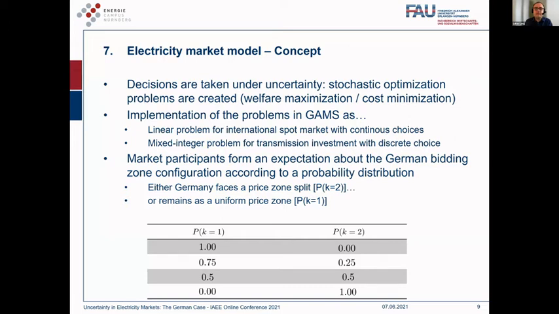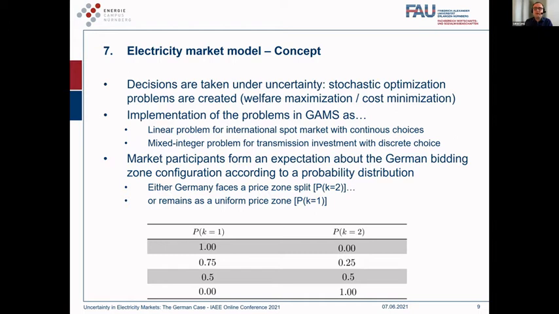And we're having a linear problem for the international spot market. There, the firms can take a continuous choice for capacity decisions. And we also have a mixed integer problem for transmission investment. And there we are forming candidates. So there is only a discrete choice for building up lines, but they can be built up multiple times. So we're having some room there.